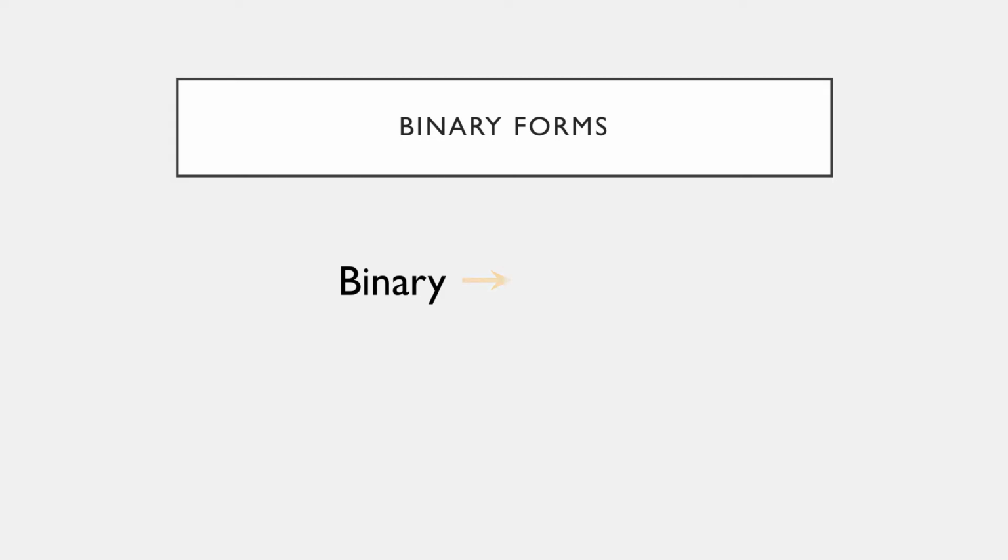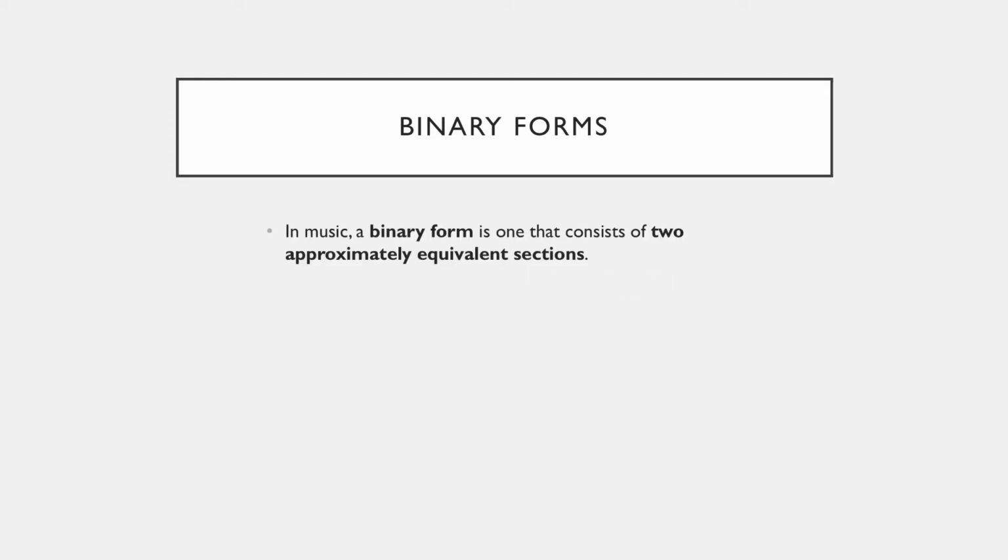Binary. The term binary means two-ness. And in music, a binary form is one that consists of two approximately equivalent sections. In this case, equivalent doesn't mean the length. The sections could be of different lengths. This is no problem. For example, the first section could be 8 measures long and the second section could be 12 measures long or 16. It doesn't matter. It is okay.